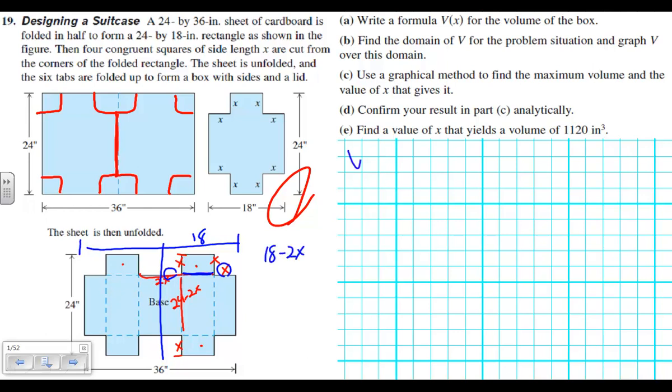So we have a volume equation which is made up of the two base dimensions and then the height dimension, which is 18 minus 2x. And there's part one. Okay, find the domain for V.